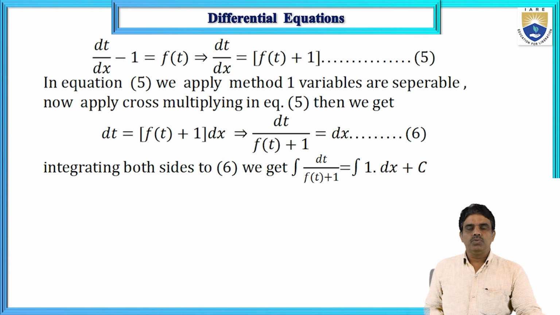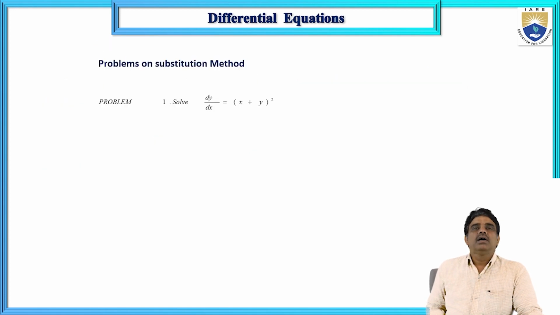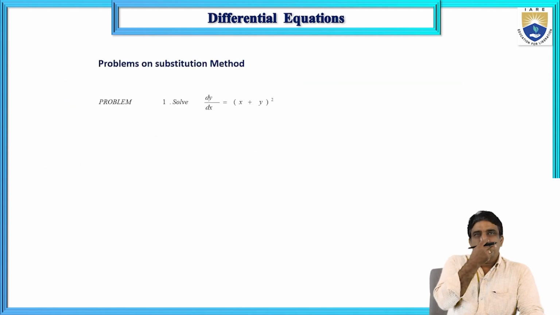So whenever you observe that this is a function of x plus y, it is not possible to reduce the given equation to variable separable form. We use a suitable substitution for x plus y or x plus y plus 1 as another variable t, so that the whole equation will change into the new variables. Now we see some problems on this substitution method.